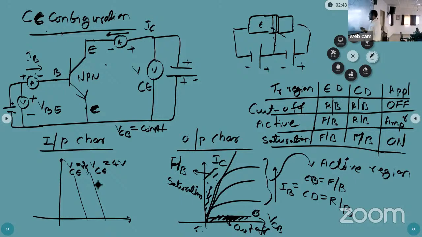Here this is B, EC and the input characteristics. Why are we getting like that?